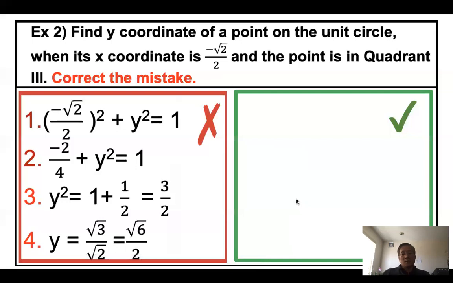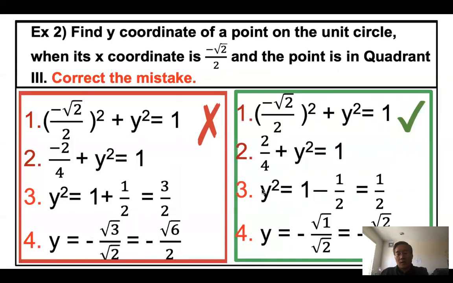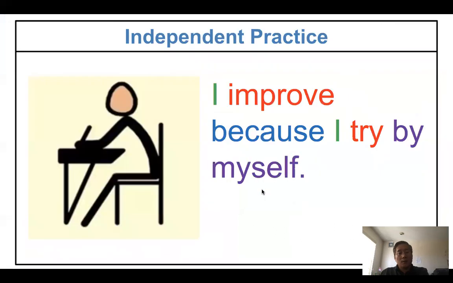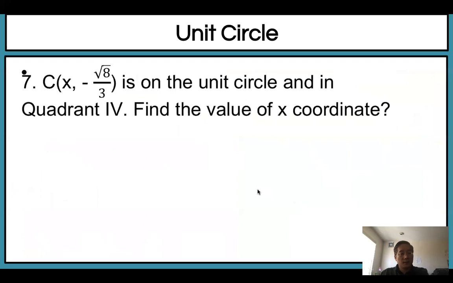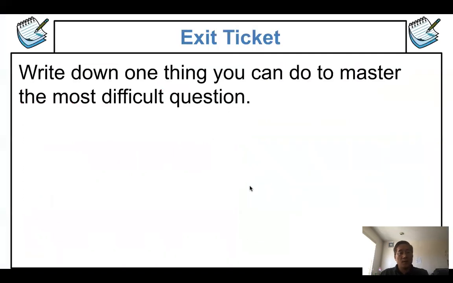All right, so now if you keep going down, then you can see 1, 2, 3, 4, 5, 6, 7 questions. So you can solve the 7 questions, answer in the packet. And if you go down here, there's an exit ticket. So please finish everything and then take pictures of them and email them to me.